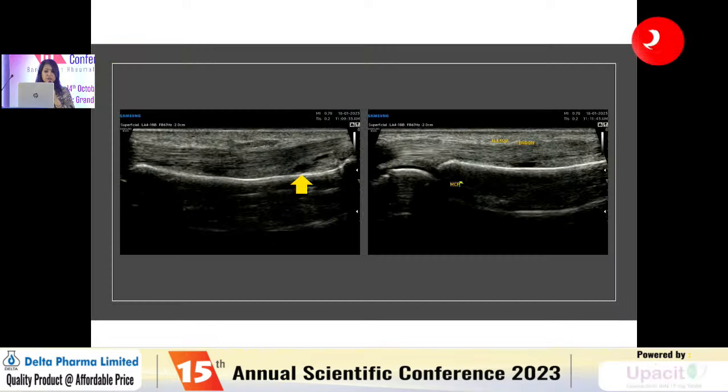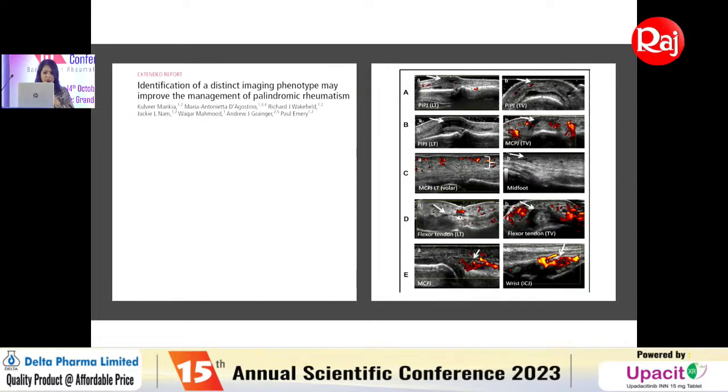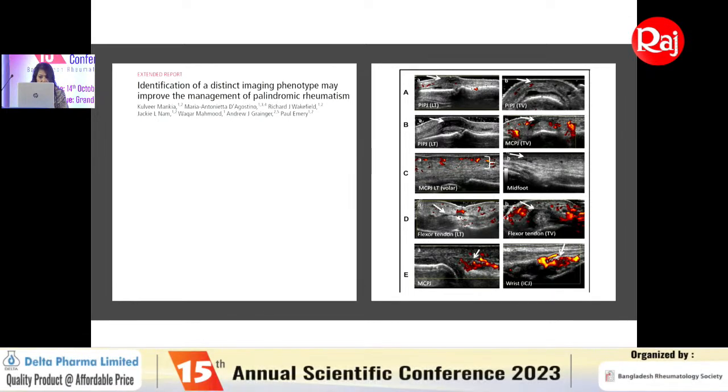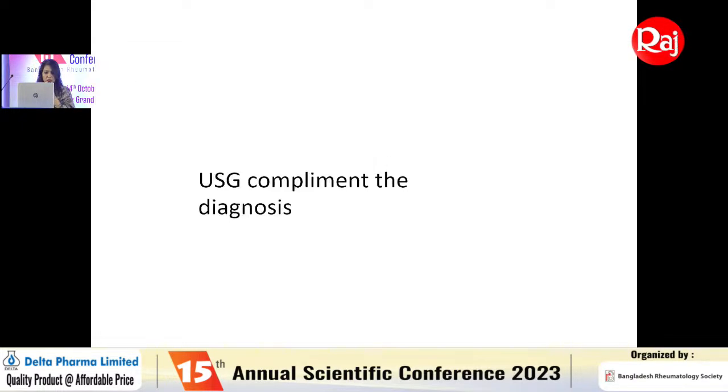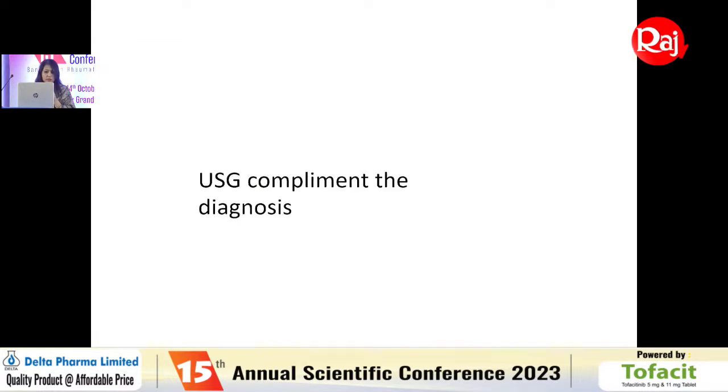This patient has peritendinous edema as well, because this is a very important finding in palindromic rheumatism. And this article is also showing some important findings in palindromic rheumatism. I will start from the bottom. This is synovitis. This is tenosynovitis, and this is tenosynovitis as well. This is peritendinous edema, and this is periarticular inflammation. So this way, ultrasound can change the concept that the patient did not have palindromic rheumatism but relapsing persistent arthritis. You can see here how ultrasound complements the diagnosis.